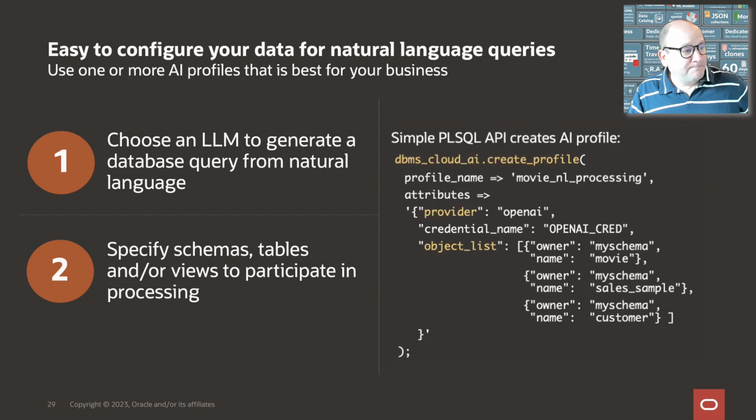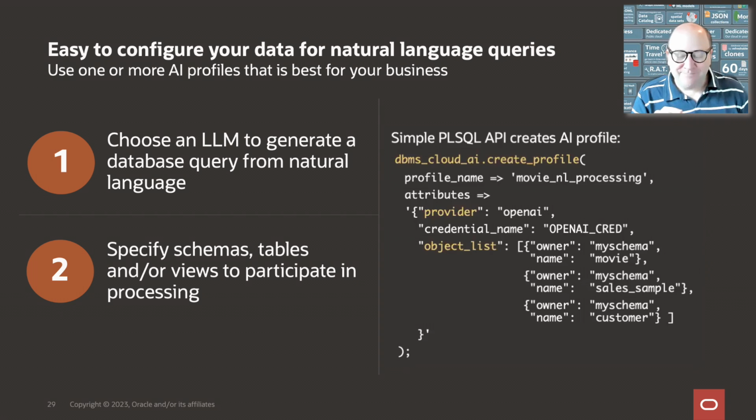So here we're saying these are the tables. I'm going to use the movie table, sales sample, and customer. So this is the object list that is going to be used as part of SQL processing. We're not going to expose everything, right? Now, if you wanted to say, well, I would like to expose everything in my schema, then you just specify owner schema, and then everything in that schema is going to be exposed. My suggestion, start smaller.